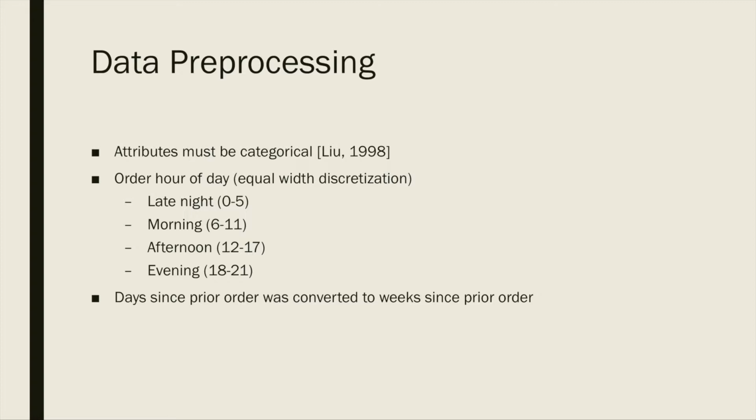Order hour of day was discretized using equal frequency discretization with 4 bins. This nicely split the data into kind of logical bits. So hours 0 through 5 represented a late night order, hours 6 through 11 represented a morning order, hours 12 through 17 represented an afternoon order, and hours 18 through 21 represented an evening order. And then days since prior order was discretized by converting it to weeks since prior order. And once this was done, the modeling algorithms could be implemented.